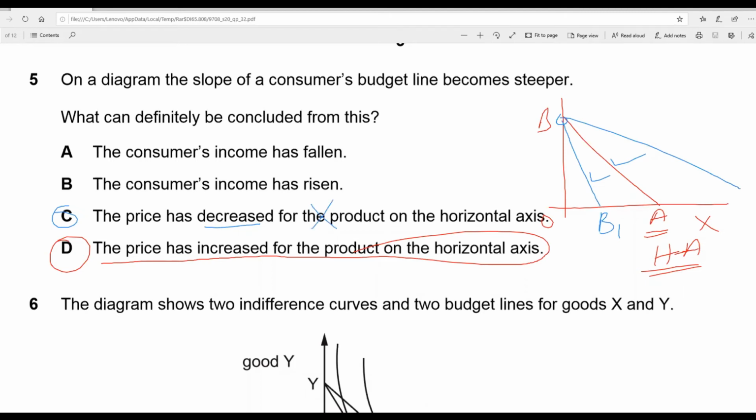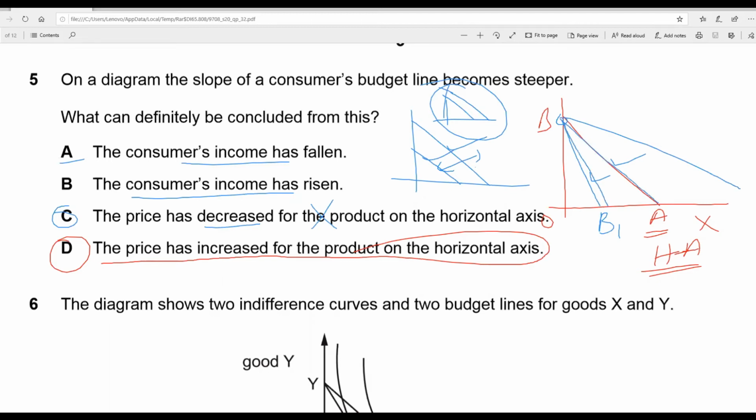Some people were saying A, that the consumer's income has fallen. If the consumer's income falls, then the budget line will completely shift to the left, so the flatness or steepness on both graphs will remain the same. And if the consumer's income has risen, then again the budget line will shift to the right, and it will not affect the flatness or steepness of the graph. However, in case of price effect, this line was relatively flatter, and now it has become steeper.